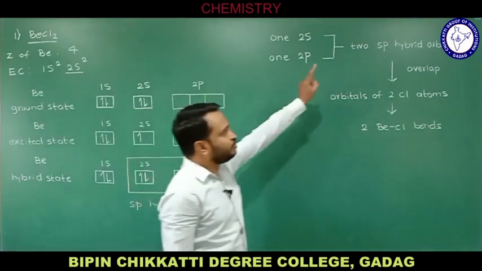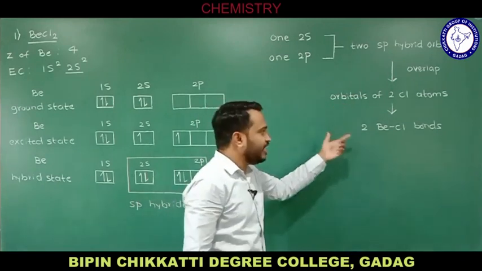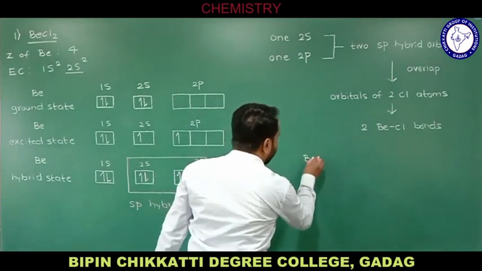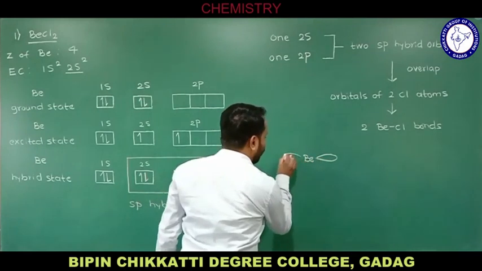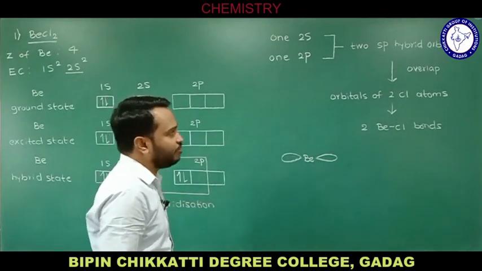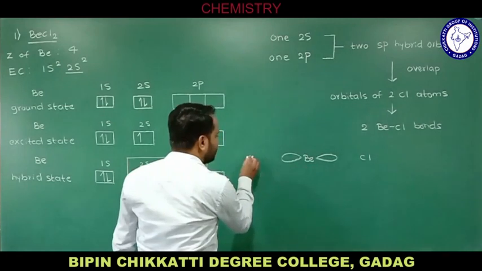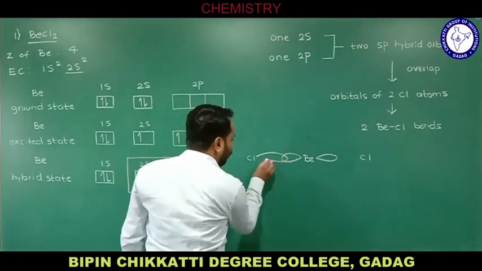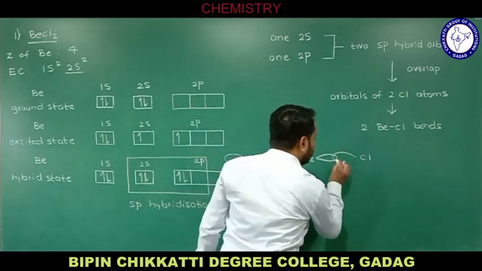So 2 sp hybrid orbitals are going to overlap with orbitals of 2 Cl atoms, and we get 2 BeCl bonds. So how can we represent that? If you consider beryllium, as we know, this is 1 sp hybrid orbital, this is 1 sp hybrid orbital of beryllium, since we have 2 sp hybrid orbitals, and we have two Cl atoms. This is one Cl I can consider, and this is one Cl I can consider.